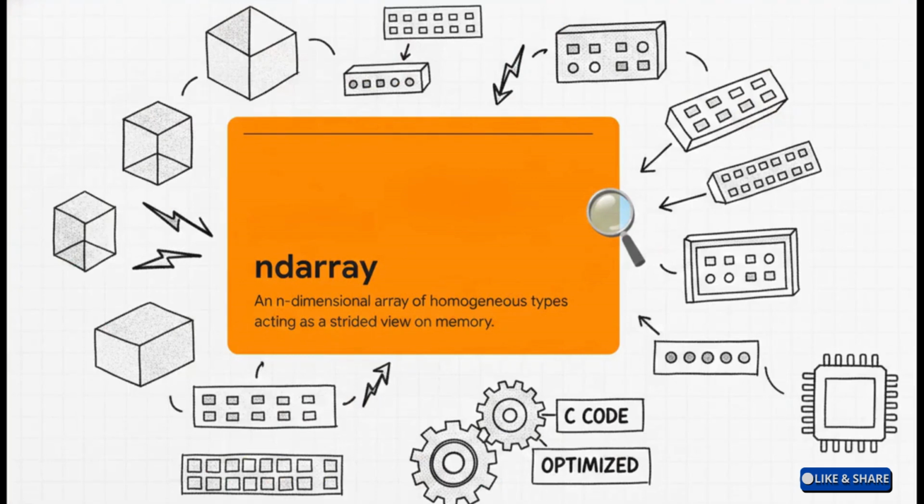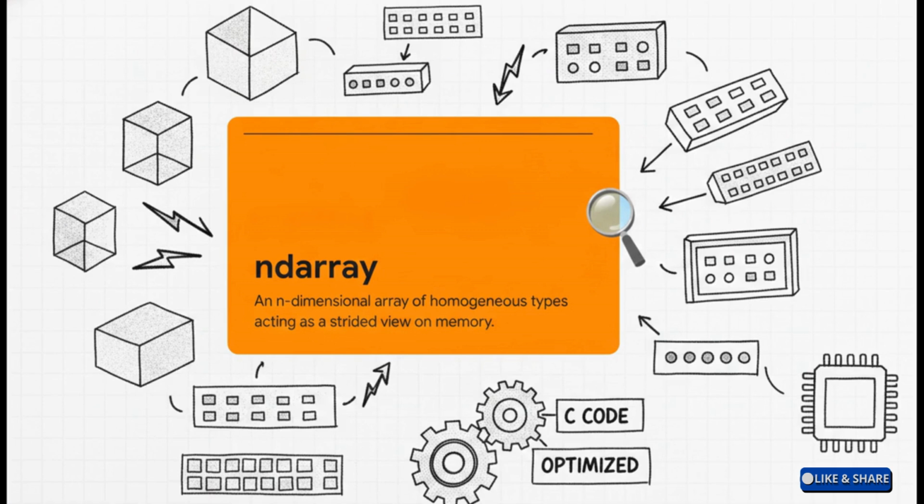Moving right along to Section 2, the power of the ndarray. Let's formally introduce the hero of our story here. Created by Travis Oliphant back in 2005, the ndarray stands for an n-dimensional array. By definition, it's a homogeneously typed array of a fixed size that acts as a strided view on memory. I know that sounds like a mouthful, but the most crucial word there is homogeneously.